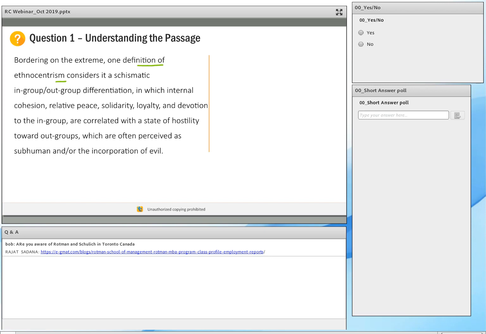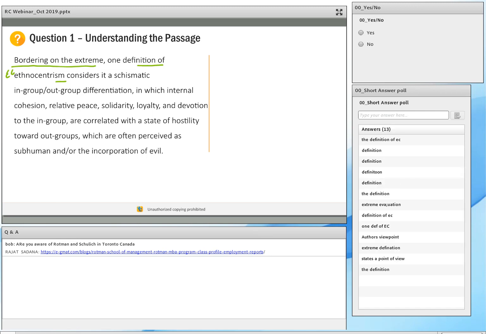So I'm going to pause here because there is some information over here which I want to absorb, and I concentrate my attention on this bordering on the extreme. What does this mean, and what is its function? Bordering on the extreme, one definition of EC, and I'm going to ask you this question. What does bordering on the extreme modify, or what is it talking about? Is it talking about EC, and I'm going to shorten ethnocentrism as EC, or is it talking about the definition of EC? Absolutely, it talks about the definition of EC.